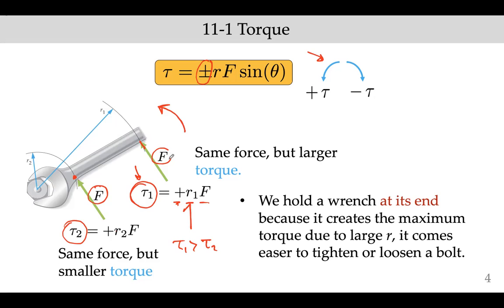Even though the forces are the same, the torque produced here by this force is larger because the distance is larger. That's actually why we hold a wrench from here. We don't really hold a wrench from here, right? We prefer to push it from the end. So we hold the wrench at its end because it creates the maximum torque due to large R. It becomes easier to tighten or loosen a bolt.